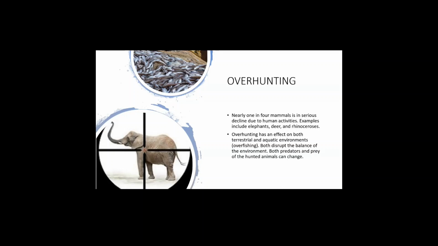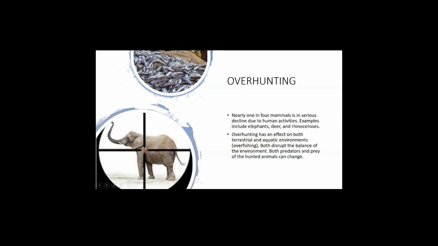So nearly 1 in 4 mammals is in serious decline due to human activities. Examples include elephants, deer, and rhinoceroses. So because people are hunting quicker than these animals are able to reproduce, some of them are in danger of going extinct. Overhunting has an effect on both terrestrial and aquatic environments. So this is land animals and water animals.